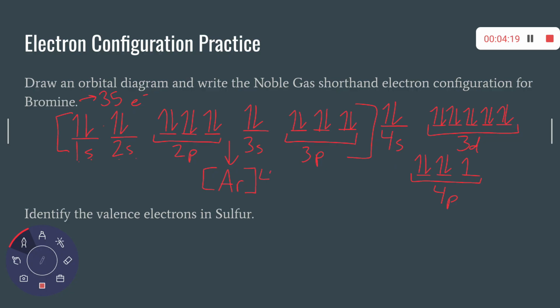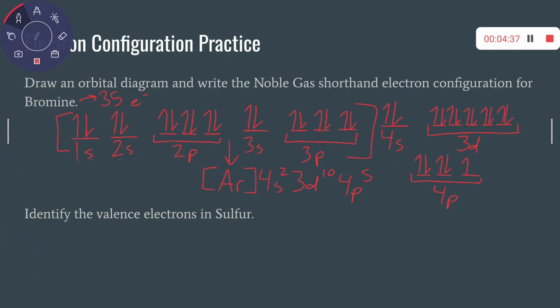So I have 4s with 2 electrons in it. I have 3d with 10 electrons in it. And then I have 4p with 5 electrons in it. And this is the noble gas shorthand electron configuration for bromine.